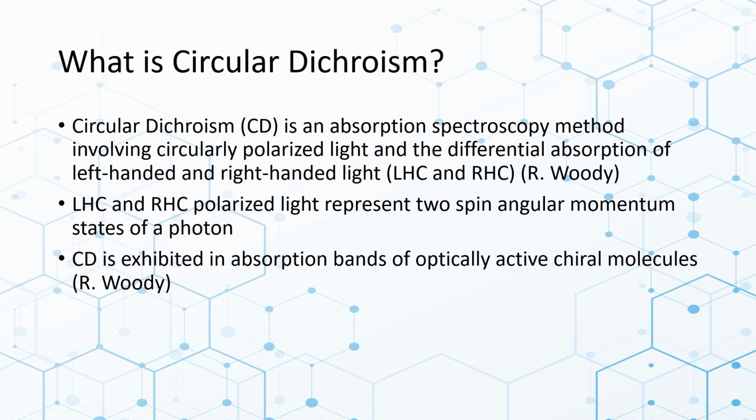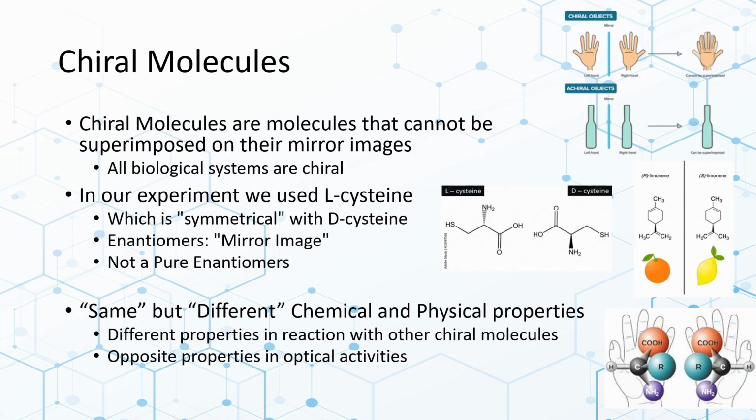A standard clock, having its spin vector defined by the rotation of its hand, and tossed with its face forward, is left-handed. CD is exhibited in the absorption bands of optically active chiral molecules. Optically active chiral molecules will preferentially absorb one direction of the circularly polarized light. The difference in absorption of the left and right circularly polarized light is what we are measuring.